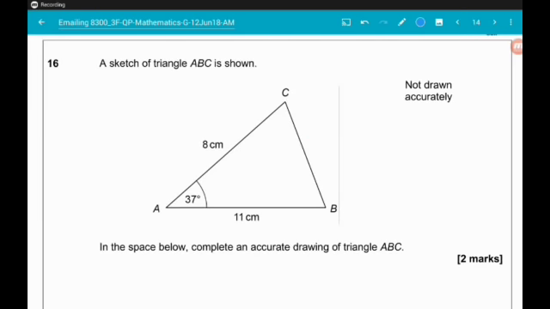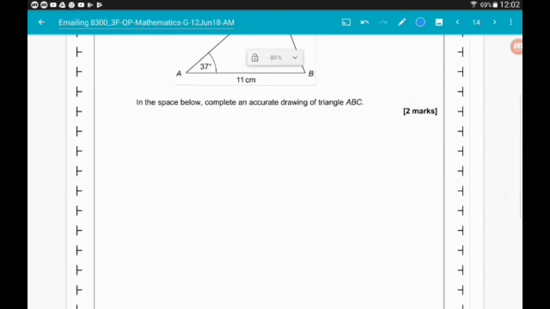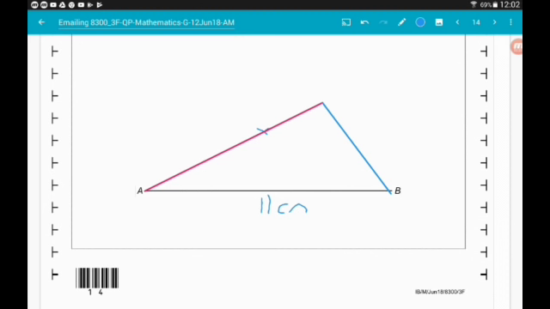Okay, question 16. So we got a sketch of triangle ABC and we are asked to make an accurate drawing. So we got 2 side lengths. One of them is even done for us down below. And we know an angle. So all we need for this is a protractor and a ruler. So I've done my best on a tablet. I'll try and explain it to you. So they gave us the length AB. That was already there. That was the 11 centimetre length.